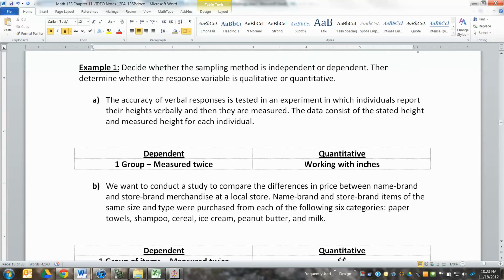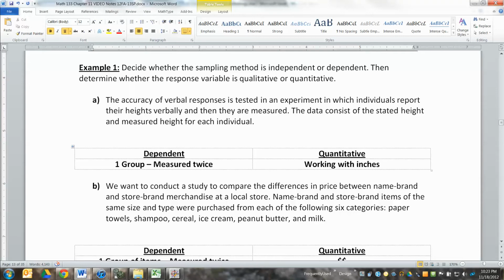So the accuracy of verbal responses is tested in an experiment in which individuals report their heights verbally and then they are measured. Okay, so that's a dependent sample, right? Because you asked them and then you measured it. So you're measuring them twice. You're measuring what they thought their height was and then what it actually is, but it's one group measured twice.